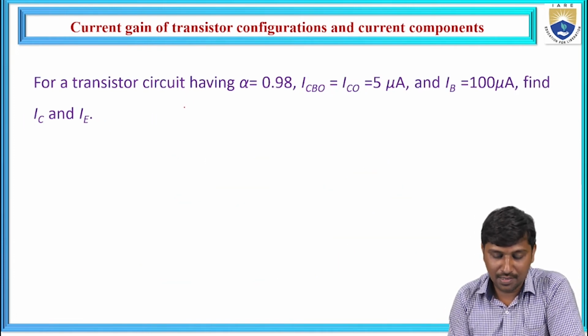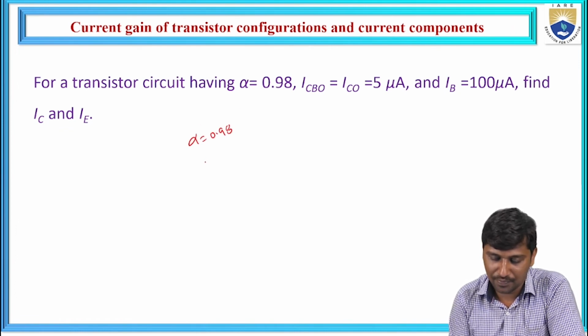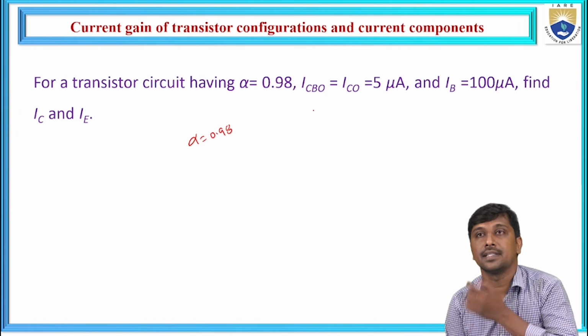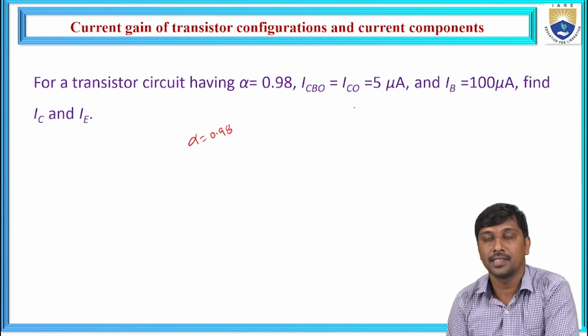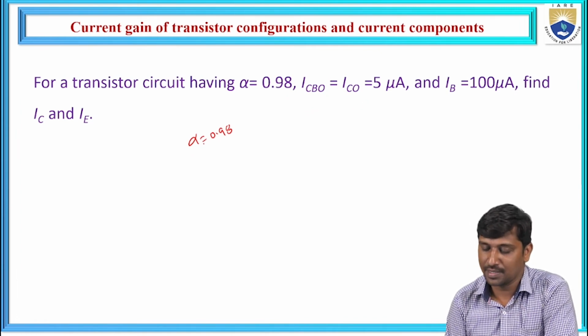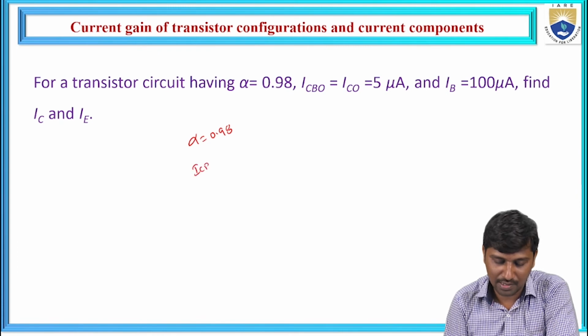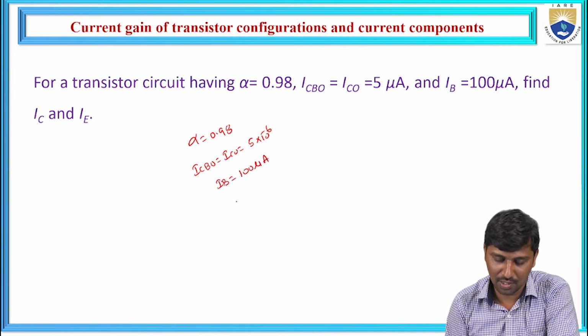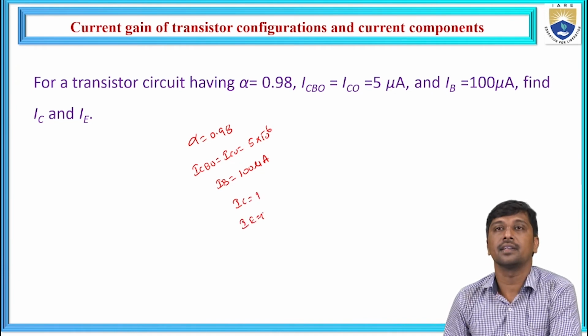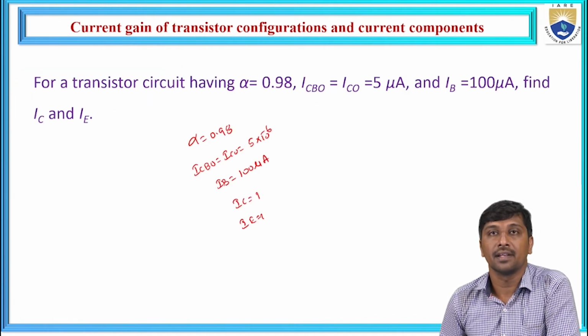Now, for the transistor circuit having alpha is 0.98 and reverse saturation current, that is ICBO or IC0, 5 microamperes. Then IB is 100 microamperes. Now we need to calculate IC and IE, the collector current and emitter current.